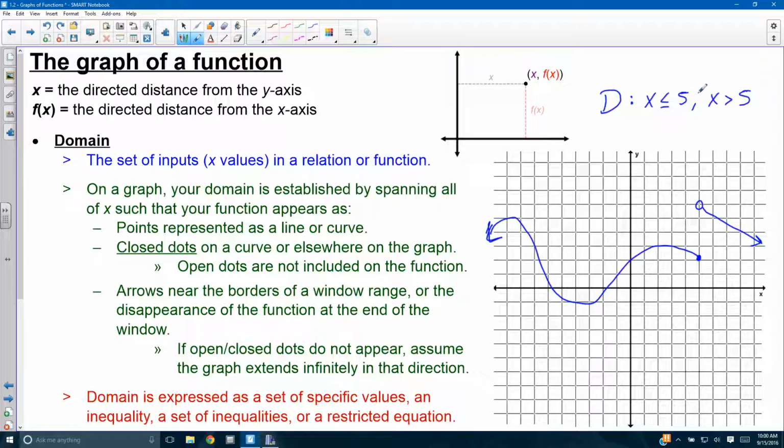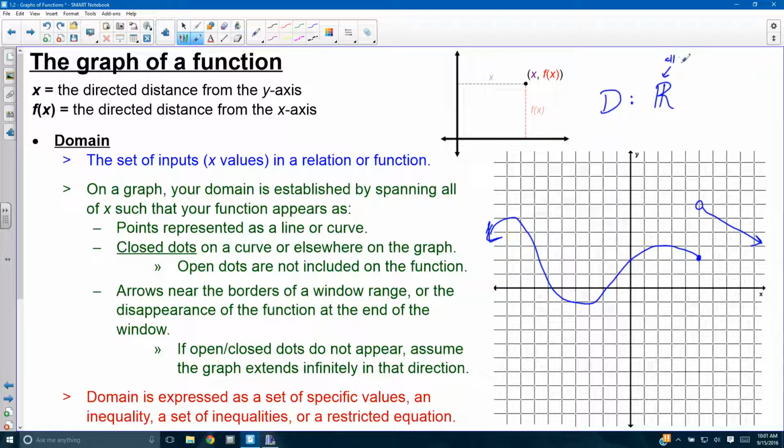But the question is, is this inequality as simplified as we can make it? Can we simplify this more? Absolutely we could. If x is anything that's less than or equal to 5, or x is anything greater than 5, then x can be anything. So how do we find a different way to write that? We say a case that is all real numbers. So for all real numbers you can use this symbol. It's like a capital R but with two little vertical lines there to indicate all real numbers.